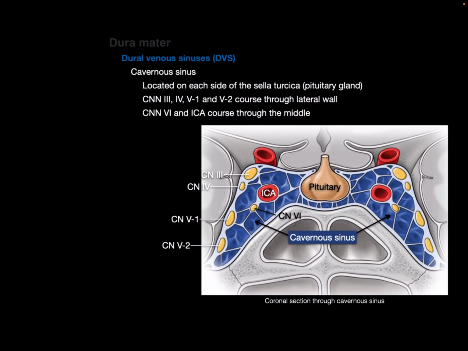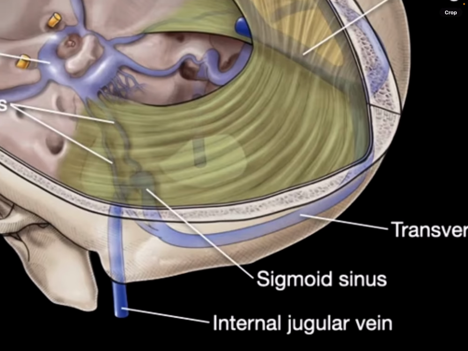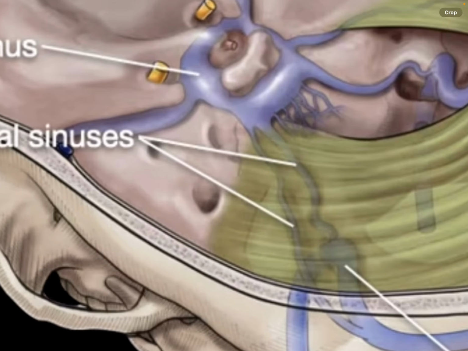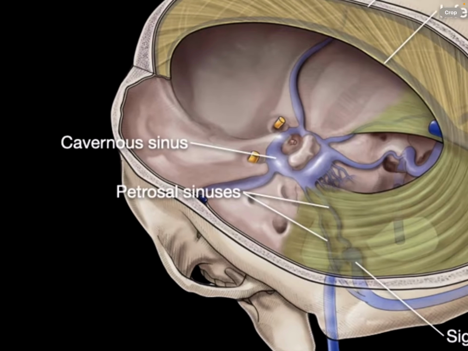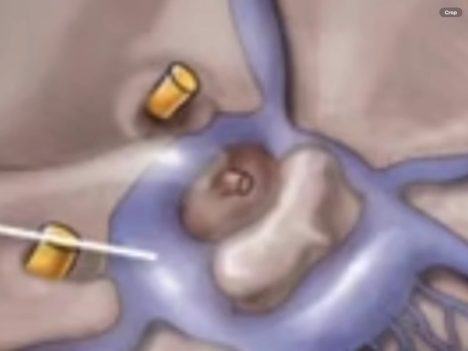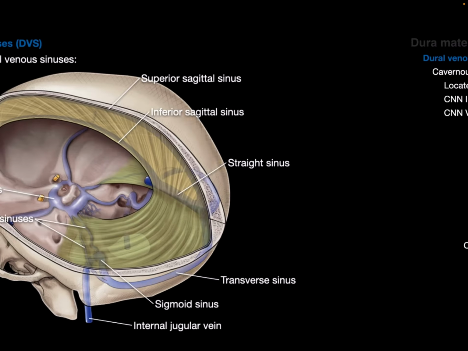Now, this is a complete image. You can see superior, inferior, and all of them labeled. I hope you can see superior, inferior, straight, and then the lateral ones are transverse. This is sigmoid. Then you have the petrosal, superior, inferior, and then you have the cavernous sinus located on either side of the sella turcica. You can even locate the pituitary in the front. That's the pituitary, and then you have mammillary bodies.